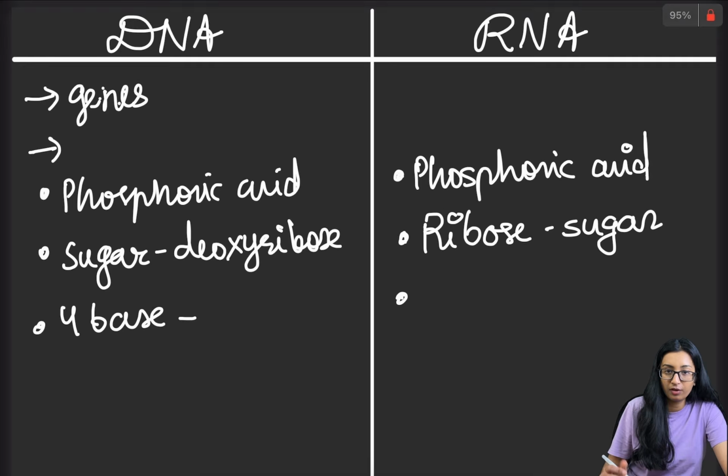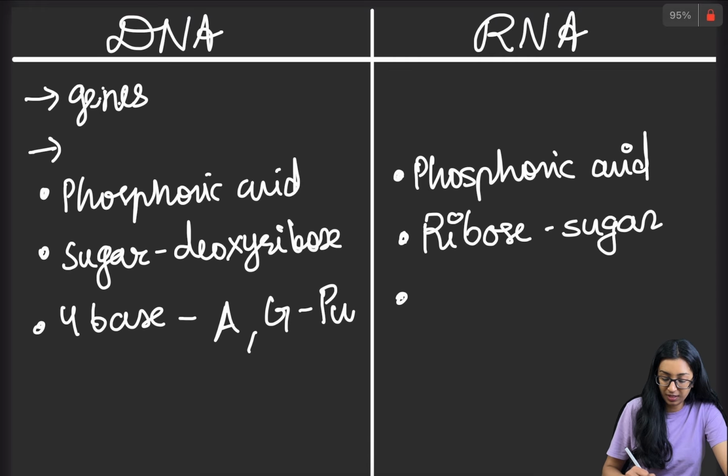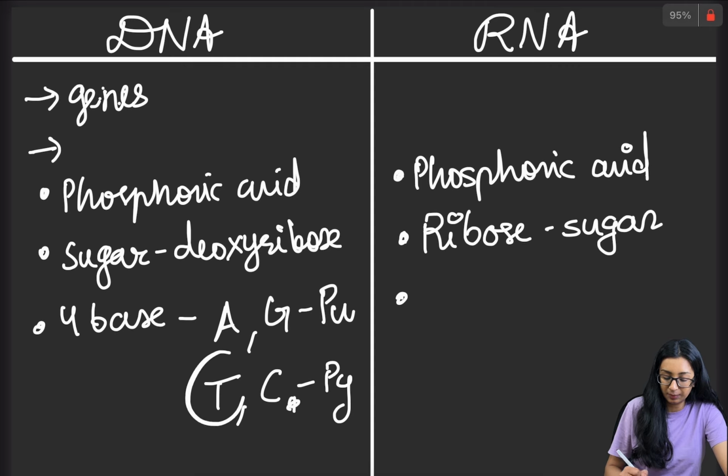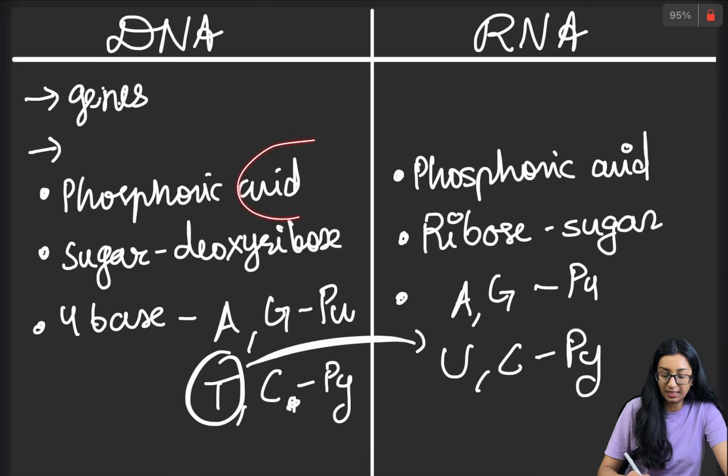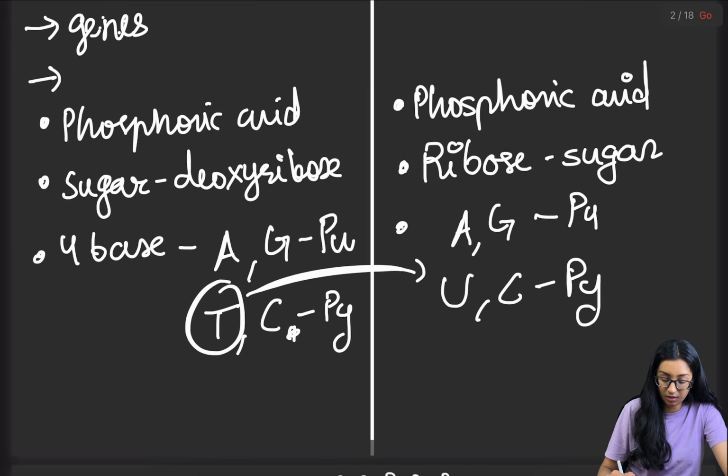And in the four bases, we have adenine and guanine, which are the purines. And here we will have thymine and cytidine, these are the pyrimidines. Instead of thymine, in RNA we will have uracil. So we will have adenine, guanine, uracil and cytidine. Now this forms the nucleotide, the acidic nucleotide.